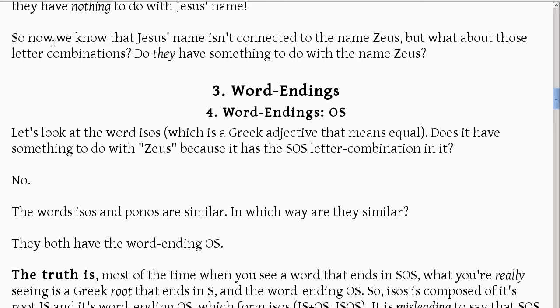So, now we know that Jesus' name isn't connected to the name Zeus. But what about those letter combinations? Do they have something to do with the name Zeus?